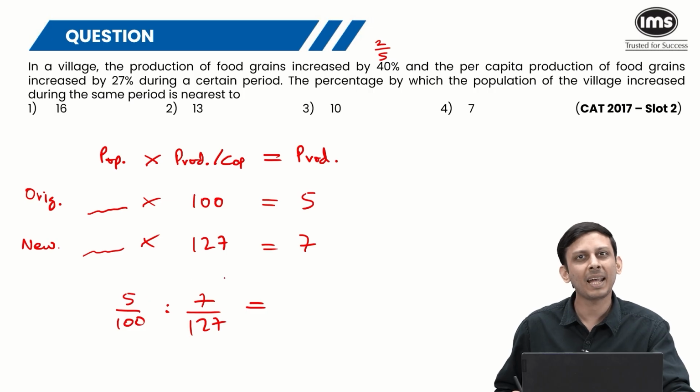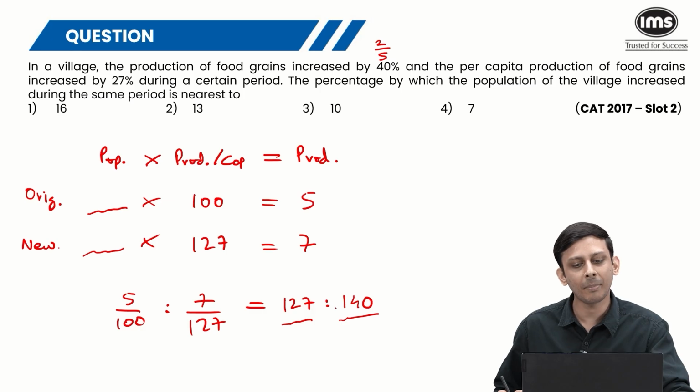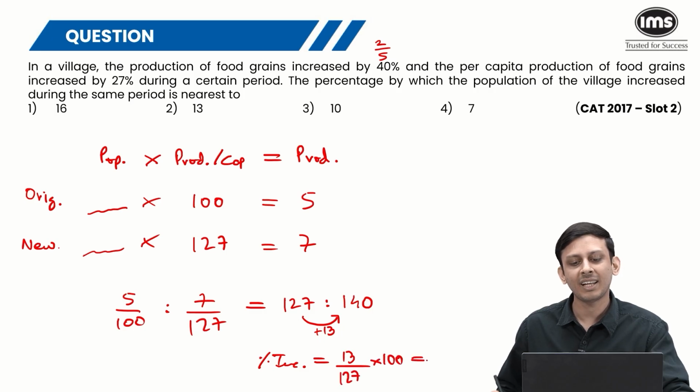Okay, so multiplying both values with 20 into 127, we'll get 127 here and 20 into 7, which is 140 here. So now we can just think that the original population was 127, new one is 140. That is the comparison. Now from 127 to 140, we have an increase of 13. So the percentage increase will be the increase of 13 upon the original one of 127 and then into 100. So that is basically 1300 by 127.